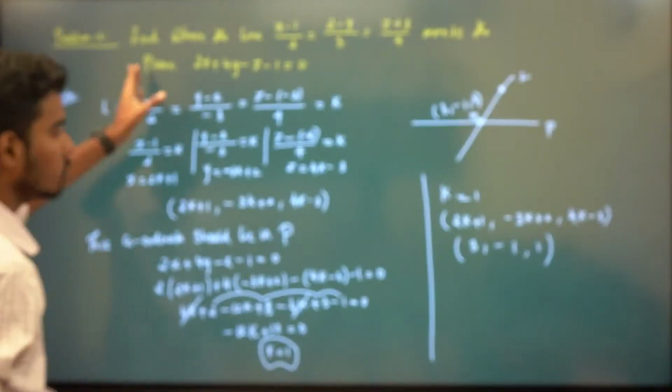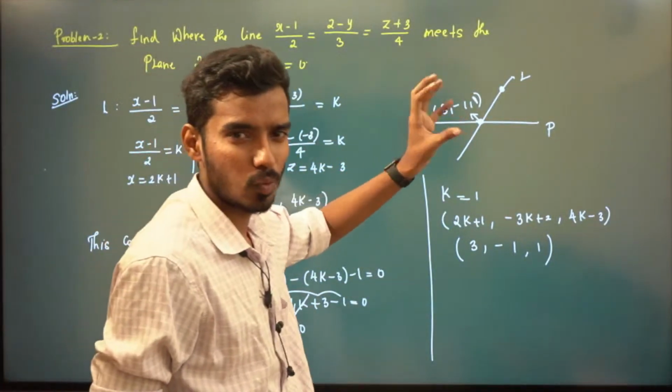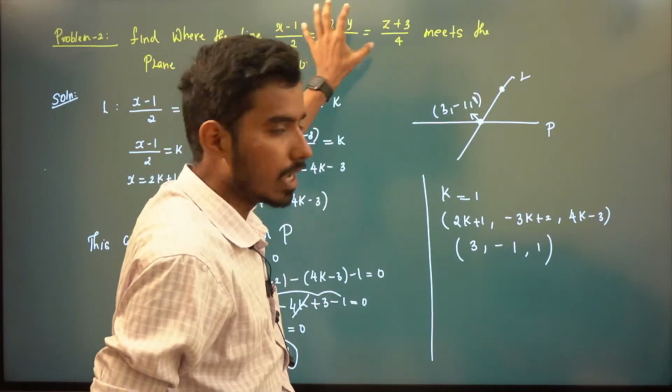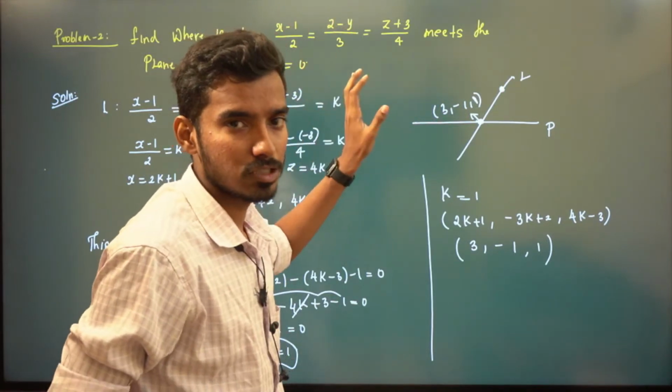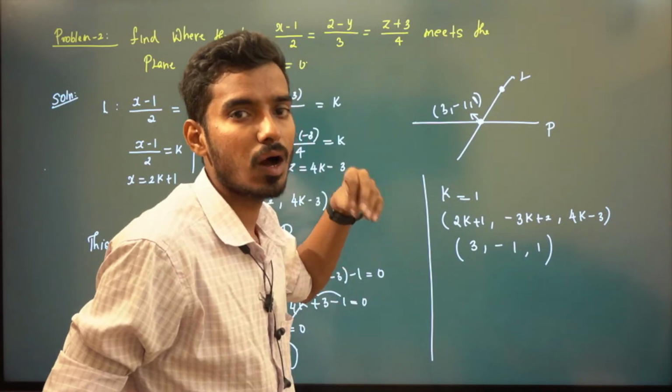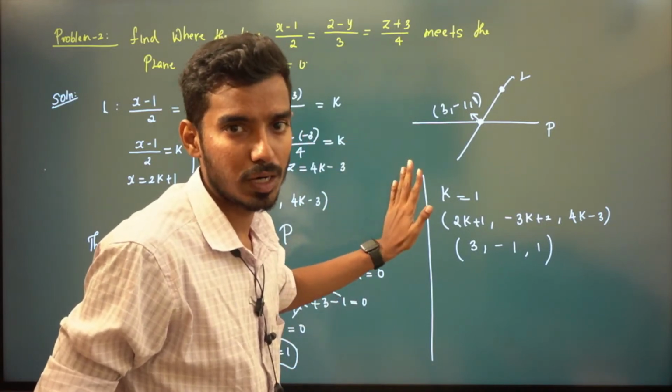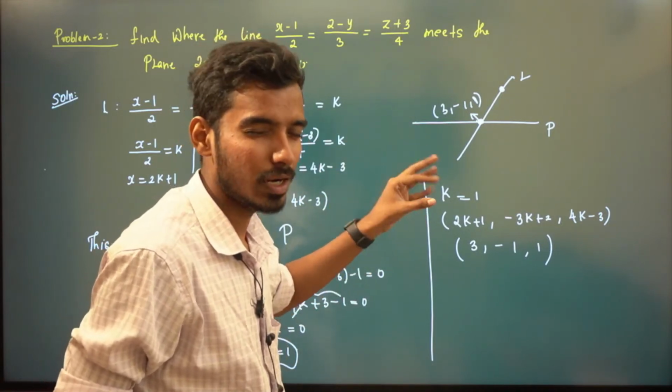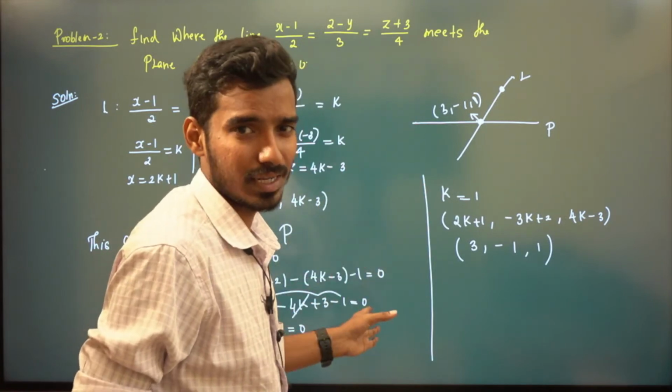So you can do any problem like this, right? I'm not doing more than one problem in one method. If they give a line and a plane, and ask us to find the point of intersection, or where the line meets the plane, you need to follow this method. I'm not doing more than one or two problems.